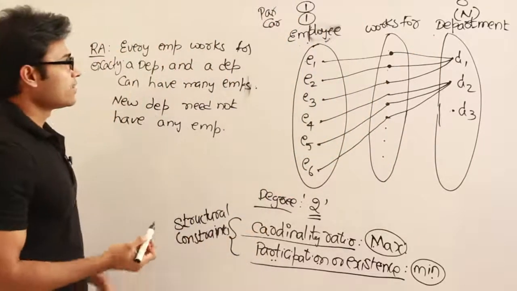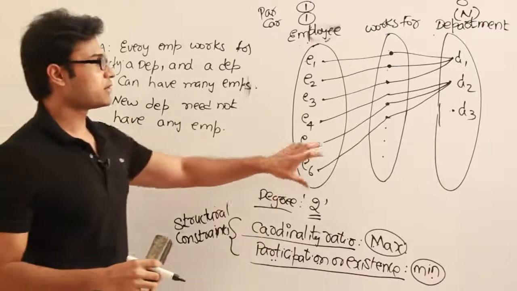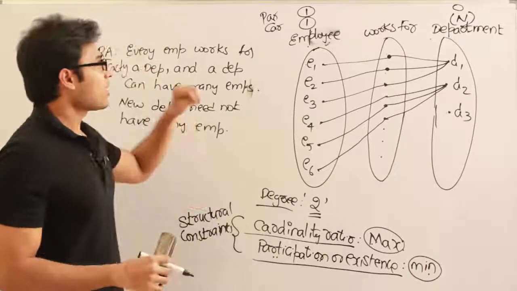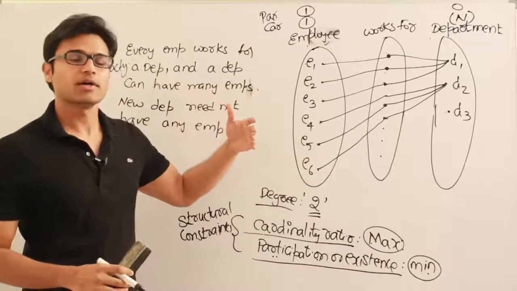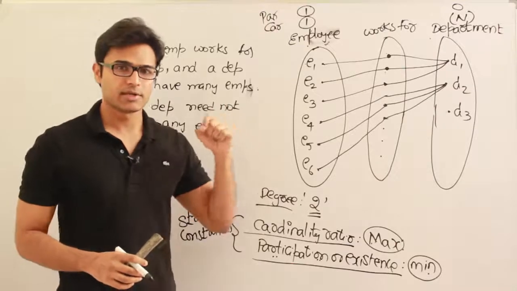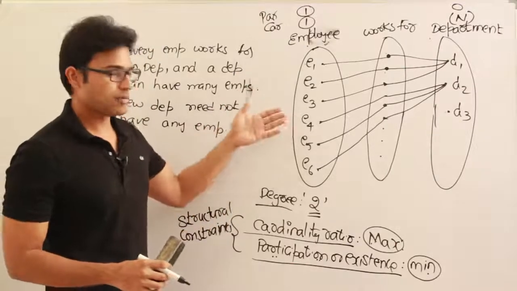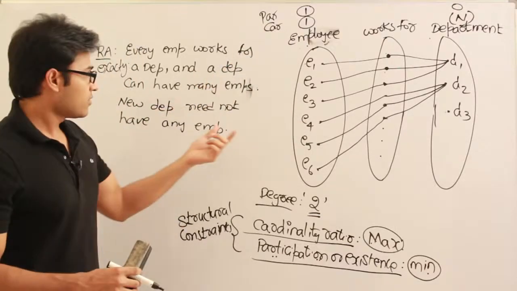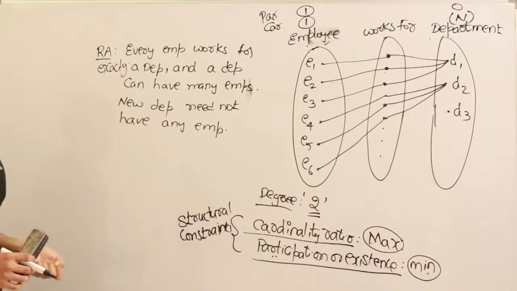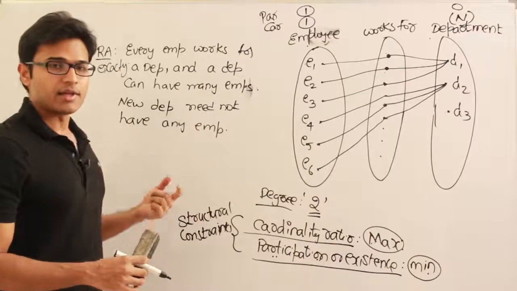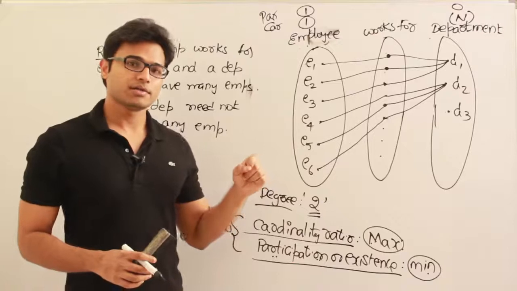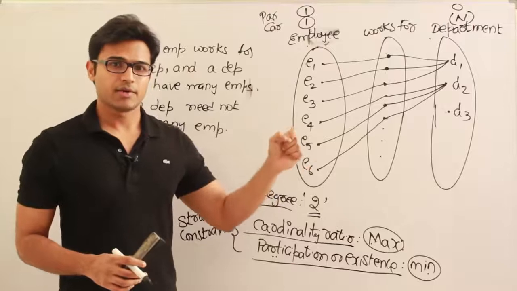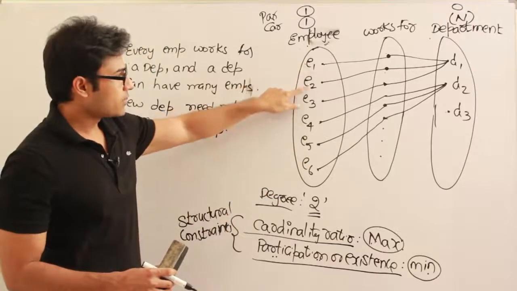Are you understanding this? The degree of this relationship is 2 because two entities are involved, and cardinality is the maximum number of relationships an entity can be present in. That depends on the verbal specification. We derived everything from the verbal specification of the requirement analysis. They said every employee has to work for at least one and exactly one department. That is why the cardinality of E1 is 1.